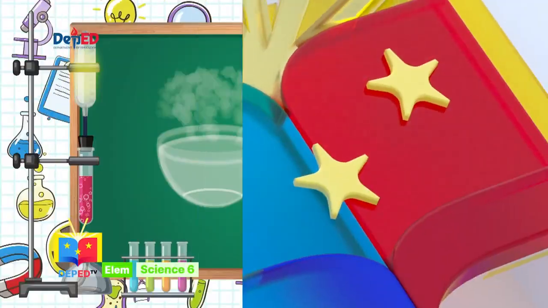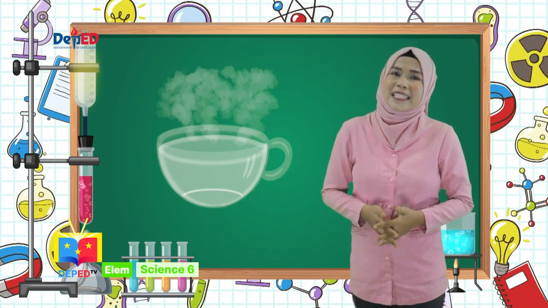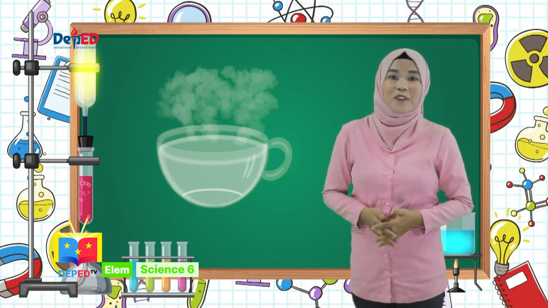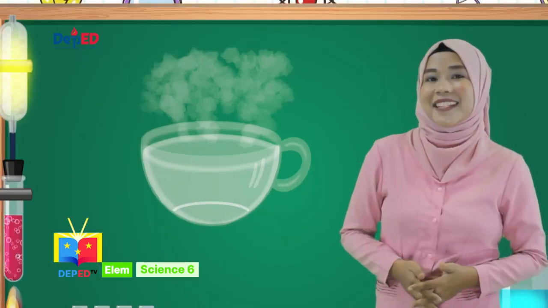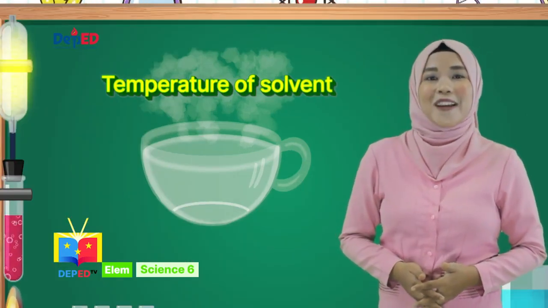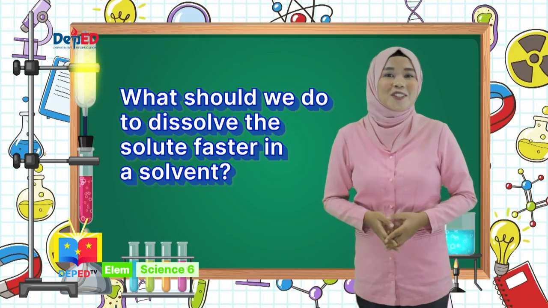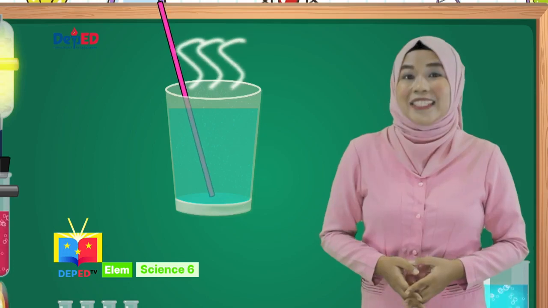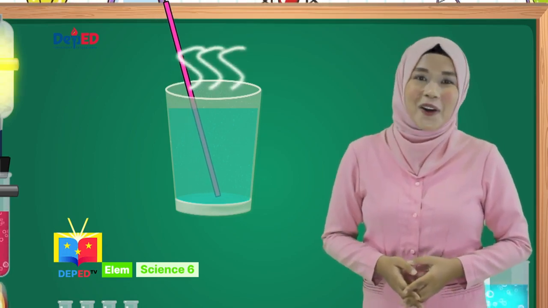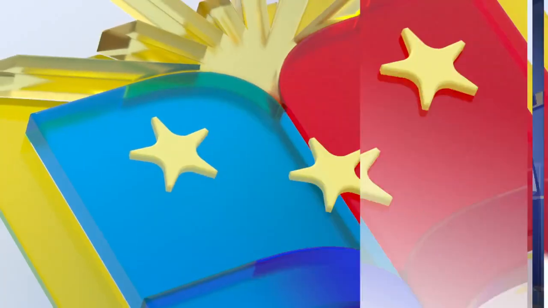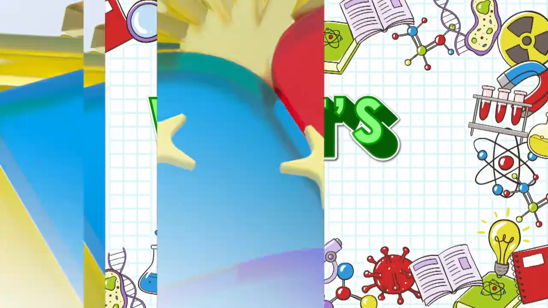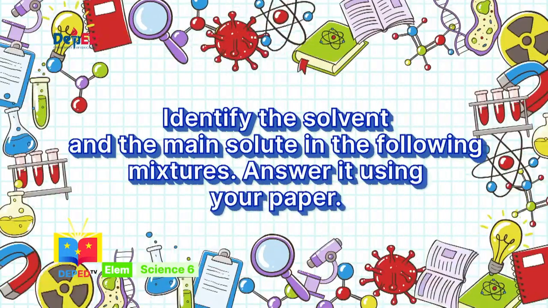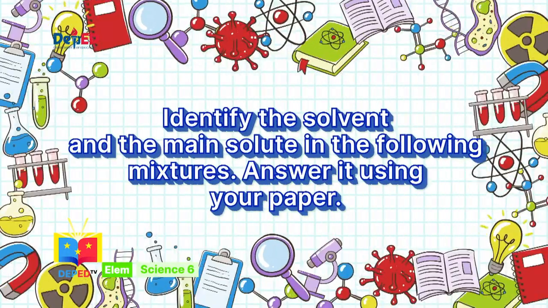Excellent! What factor of solubility tells how hot or cold is the solvent mixed in a mixture? Great! Temperature of solvent. What should we do to dissolve the solute faster in a solvent? Very good! We can add hot water or stir it thoroughly. Now, let's go to our what's in. Identify the solvent and the main solute in the following mixtures. Answer it using your paper.